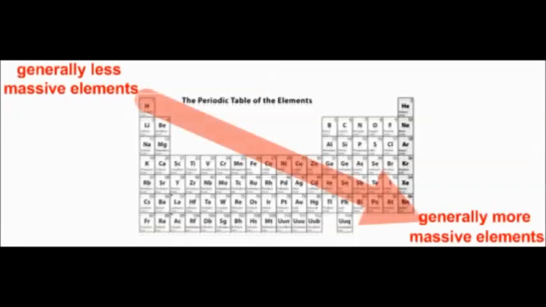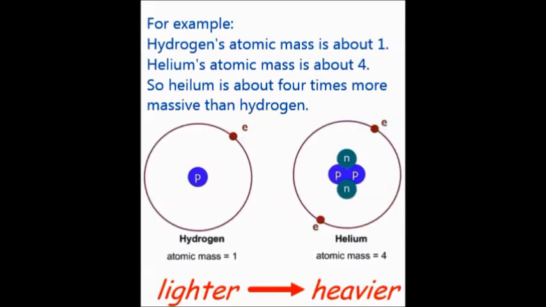And the basic idea here is as you go from left to right and from top to bottom, you generally increase in mass. So, for example, hydrogen is the first element, and its atomic mass is about 1 atomic mass unit, and helium's atomic mass is about 4 atomic mass units. So helium is about 4 times more massive than hydrogen.